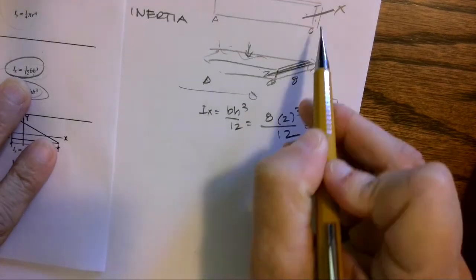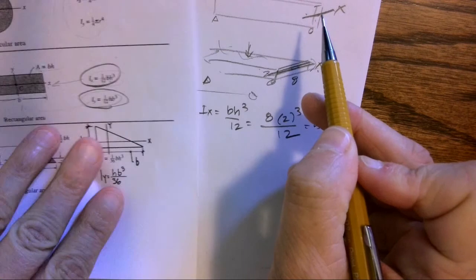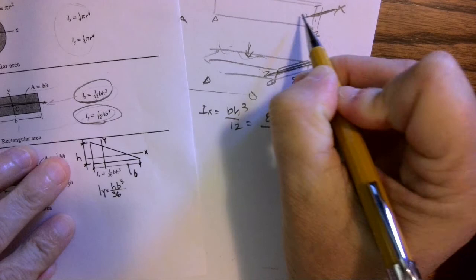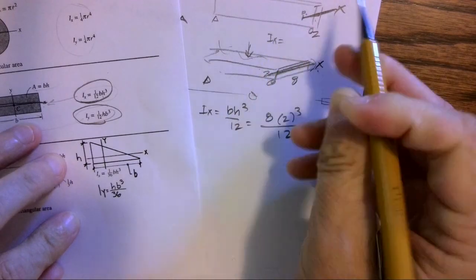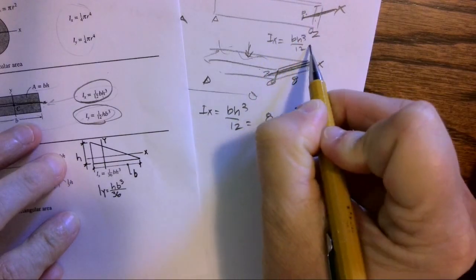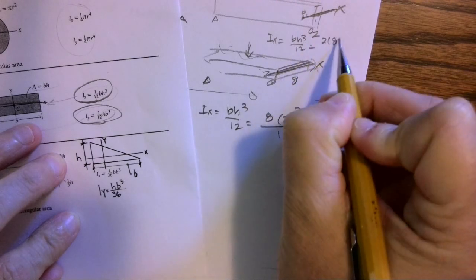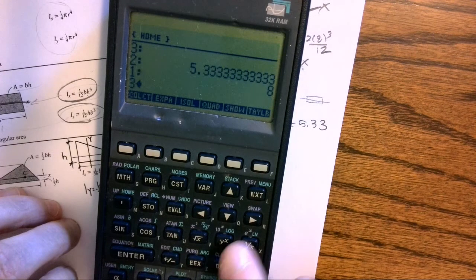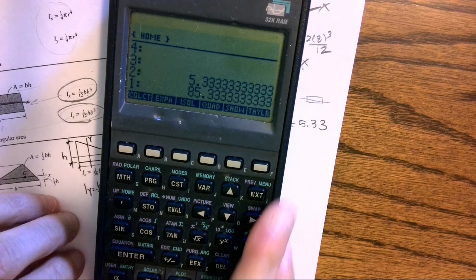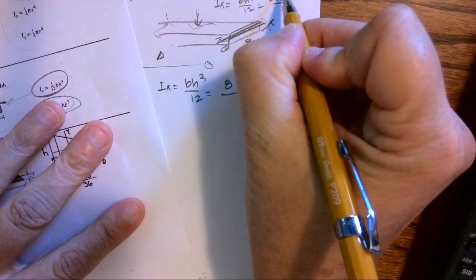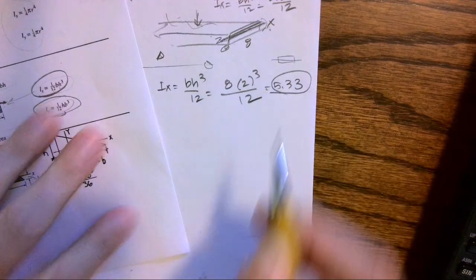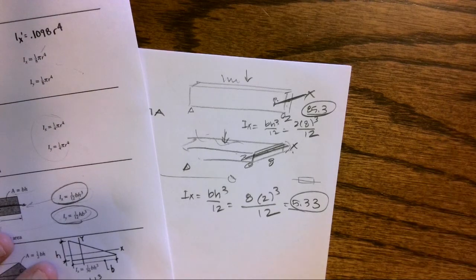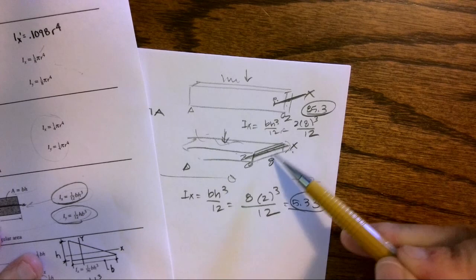Now, if I come back up here, I'm still looking at the same shape, and I'm looking at bending. So now I've got a 2x8. If I want to find that moment of inertia of bh cubed over 12, now I've got 2 times 8 cubed over 12. So let's get that number. 8 cubed times 2 divided by 12, and I get 85.3. So it's the same material, the same cross-sectional area, the same length, the same everything, but the orientation that I put it in determines the moment of inertia.